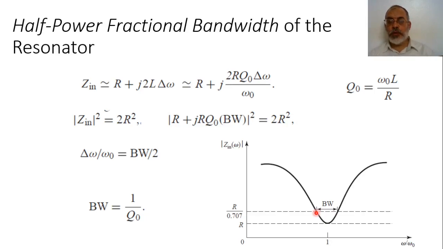Okay? So, if the real part is R and the imaginary part is R, the magnitude squared of the input impedance in this case would be 2R squared. Because the magnitude squared would be the real part squared plus the imaginary part squared. So, R squared plus R squared would be 2R squared. Right? Okay. Now, this condition is satisfied from F minimum to F naught to F maximum. Actually, the value of F maximum minus F minimum is the bandwidth. On the other hand, F naught minus F minimum corresponds to half of the bandwidth, and F maximum minus F naught corresponds to half of the bandwidth.